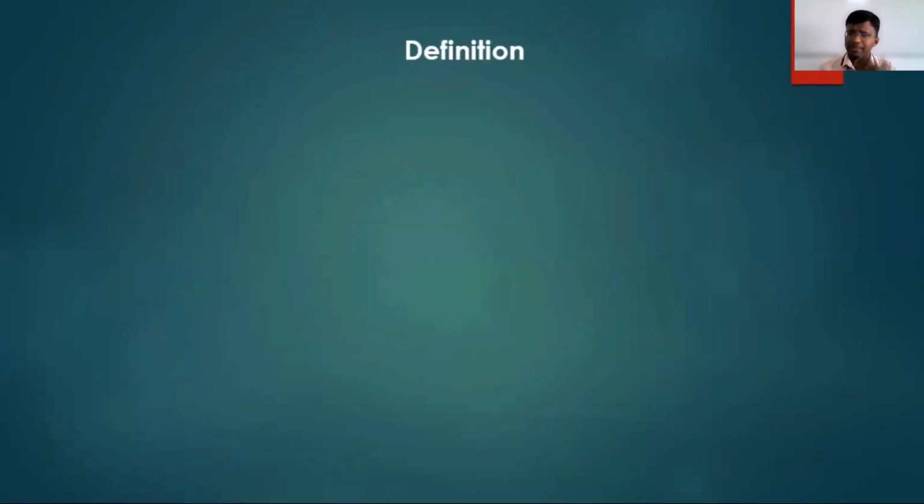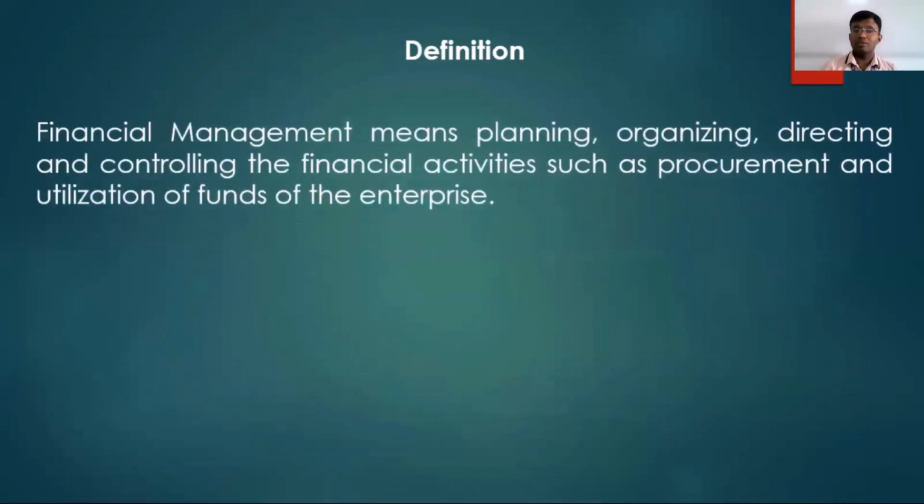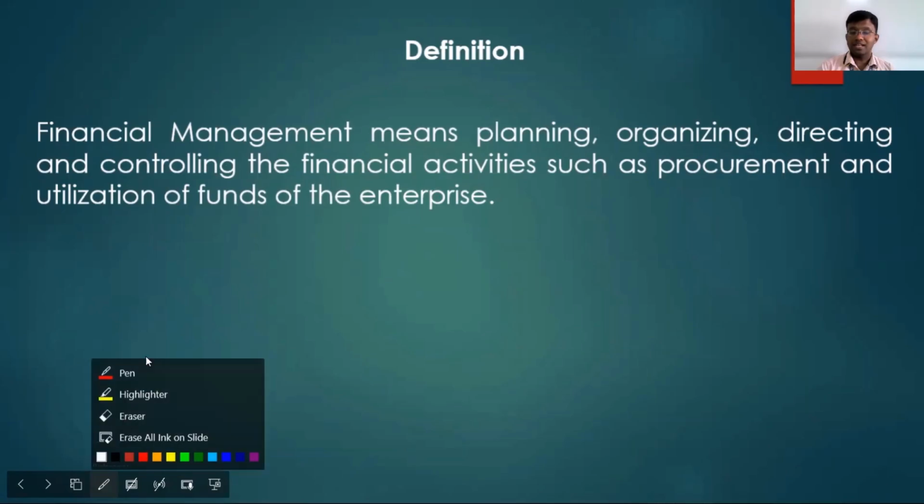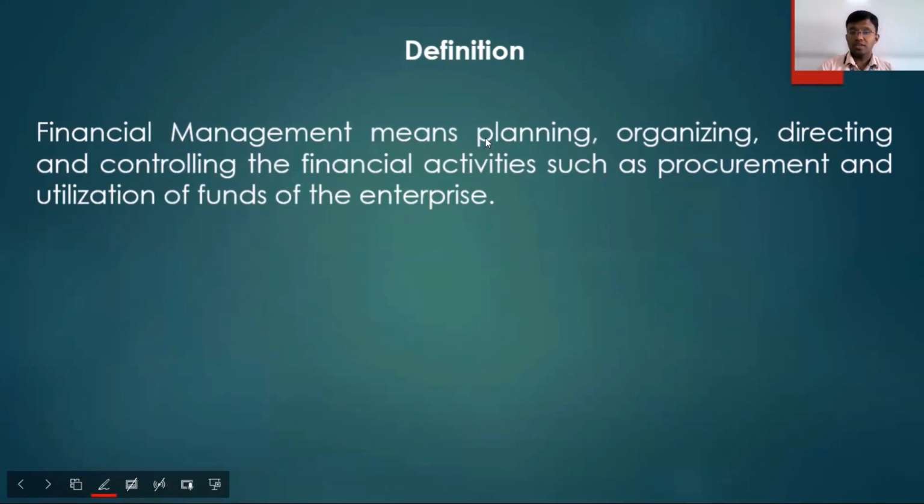Now, let's talk a little bit more about finance, and we will be focusing more on financial management. What is meant by financial management? Financial management refers to planning, organizing, directing, and controlling the financial activities such as procurement and utilization of funds in an enterprise. If you notice over here, we are at first talking about four important domains: planning, organizing, directing, and then controlling.